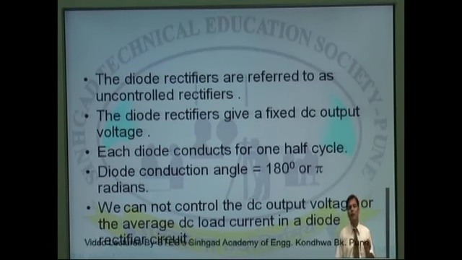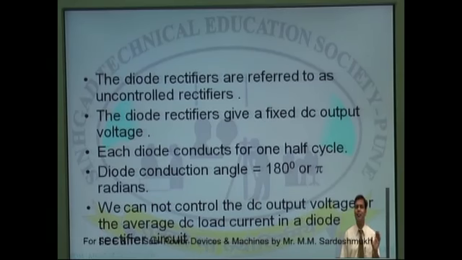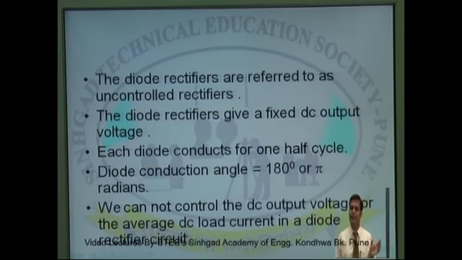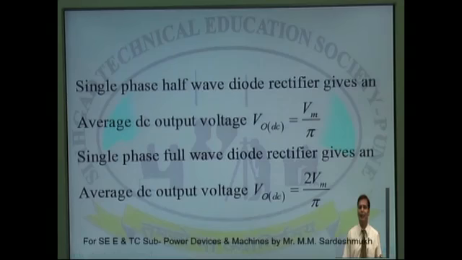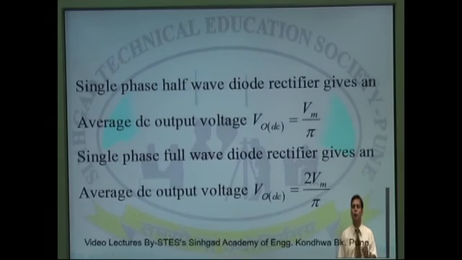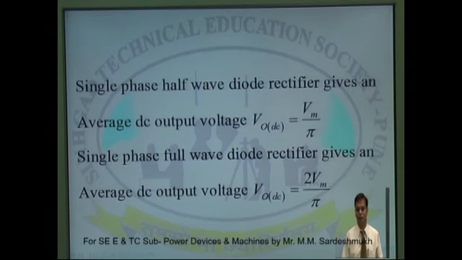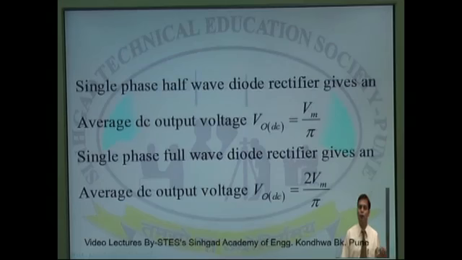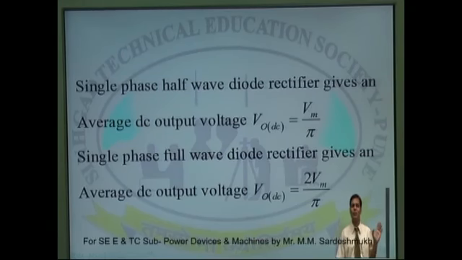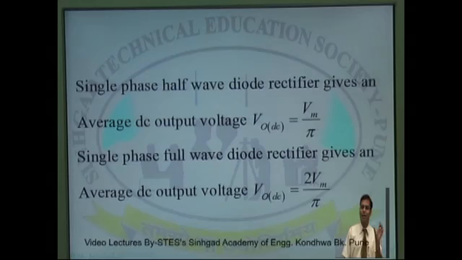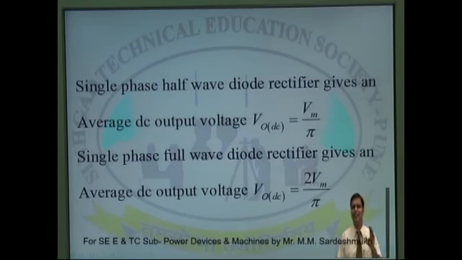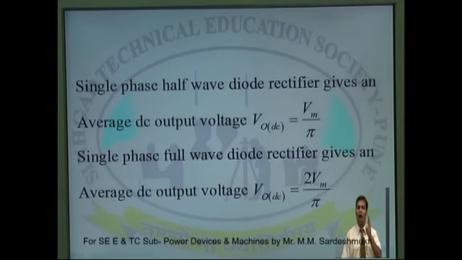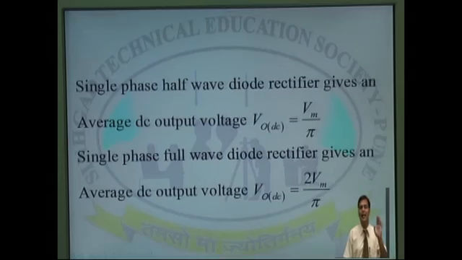The next point is that we cannot control the output voltage in the case of uncontrolled rectifiers. Only a fixed DC voltage is available. In the case of a single phase half wave rectifier, the output voltage VDC is given by Vm upon pi, which is constant for a given input voltage. In the case of a full wave rectifier, it is twice Vm by pi, which is also constant, where for one half cycle one diode will be conducting and for the other half cycle the next diode will be conducting. Again, the conduction angle of each diode is limited to 180 degrees.